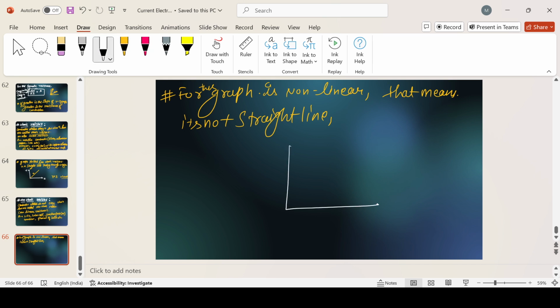It can be anything. So like this, if we have drawn this, this is V, this is I. So the graph can be like a curve or something. So it's been shown here like this. And this is the straight path. Okay, got it? Yeah, sir. Yes.